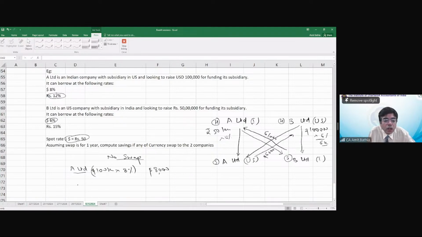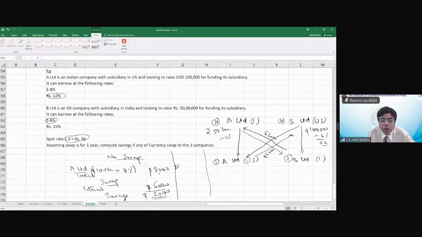Now that the swap has happened, what is the cost of A Limited? When the swap happened, interest is $6,000. So what is the savings for A Limited? $2,000 is the savings for A Limited.